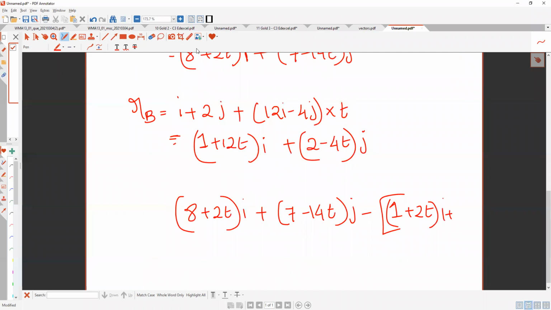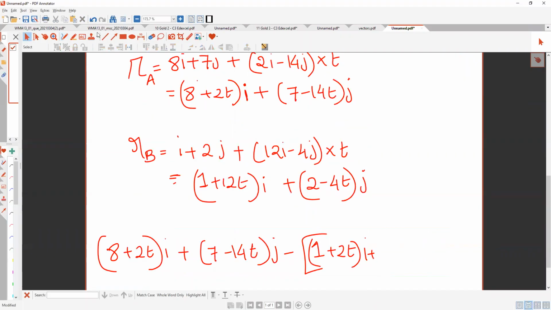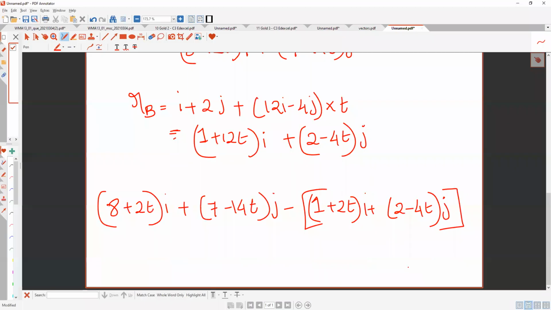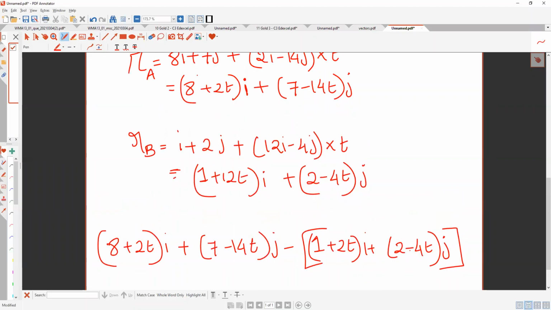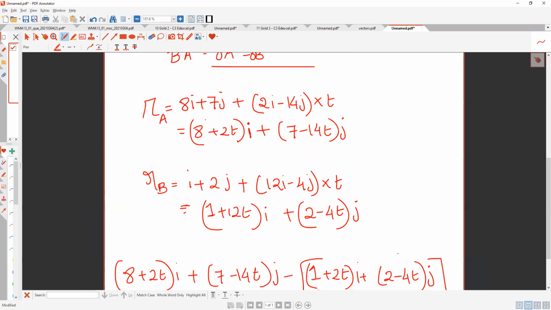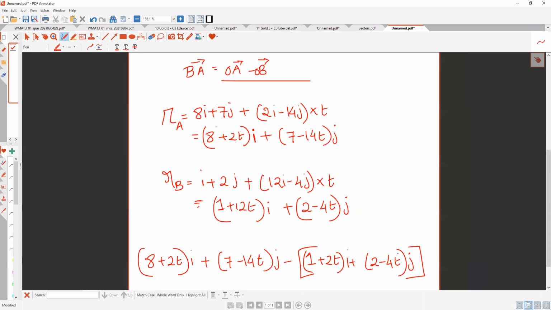plus, let me shift the whole thing a bit towards the left. (1 plus 12t) i plus (2 minus 4t) j. Is that clear? Okay, now you have to just subtract them. Now this one, I'll pause the recording. You guys will do it for me. Okay, from the first itself. Let me zoom it out for you all. Write it down, please. Maria, come to the table.